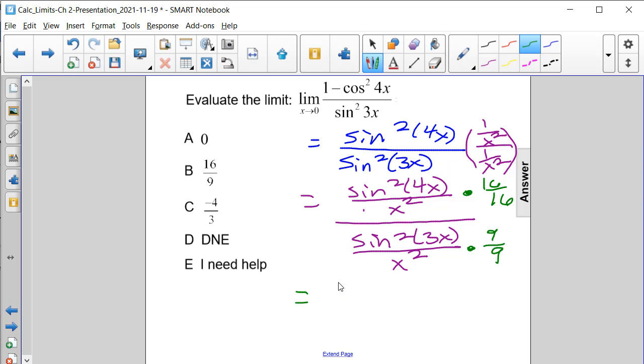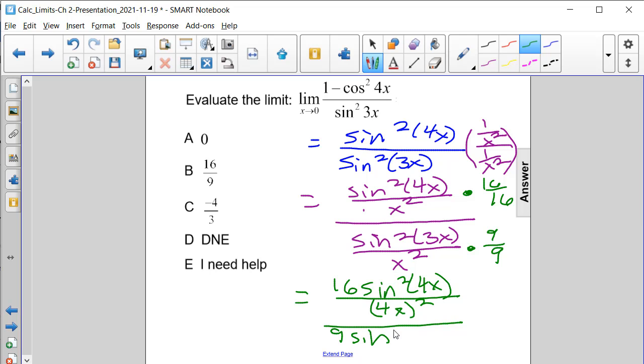So we have 16 times sine squared of 4x divided by 16x squared, which is equal to 4x quantity squared, over 9 sine squared 3x divided by 9x squared, which is equal to 3x quantity squared.